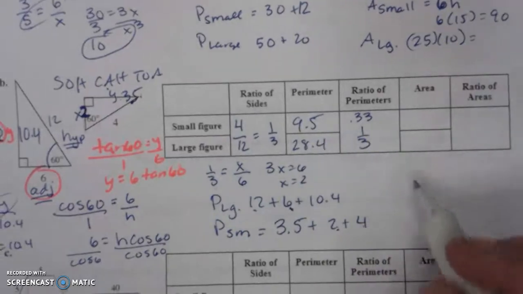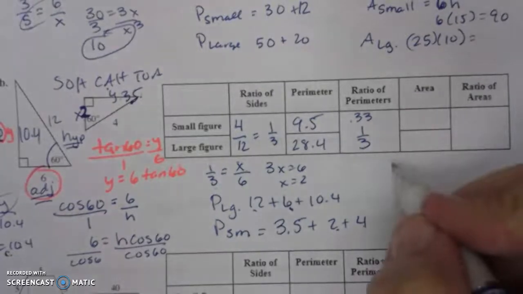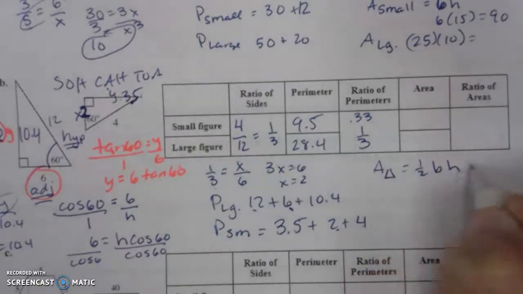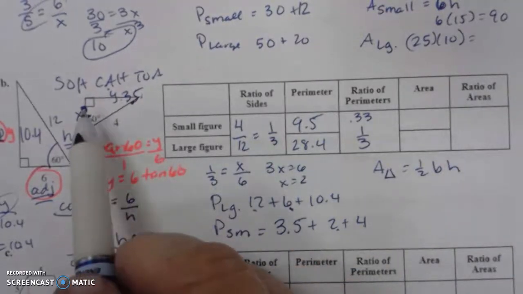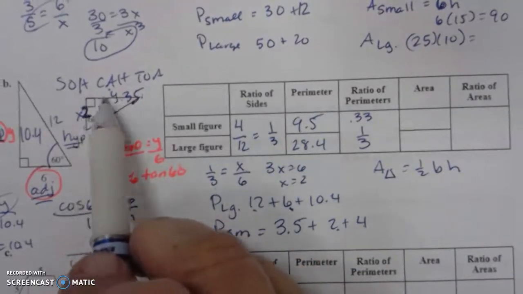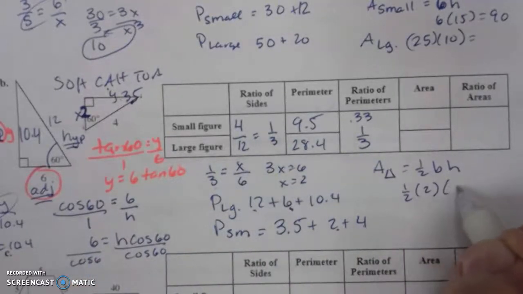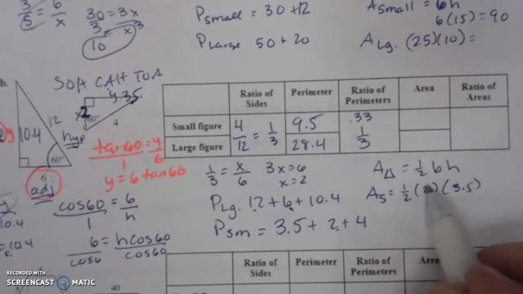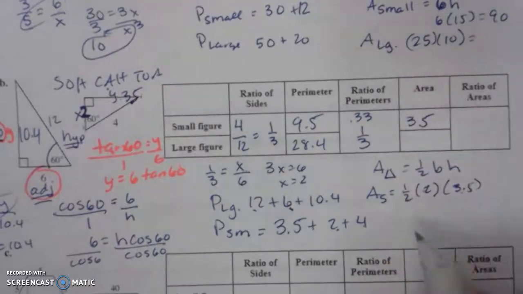Let's look at the area. The area of a triangle is 1/2 base times height. So the area of this triangle, the small one, is 1/2 of 2 times 3.5. This is the area of the small. 1/2 of 2 is 1. 1 times 3.5 is 3.5.